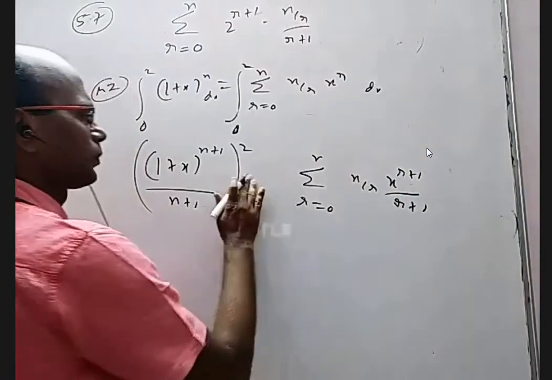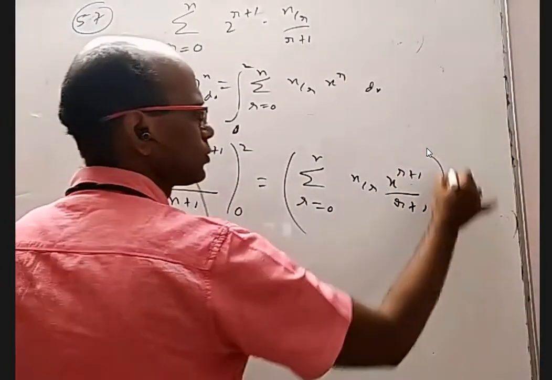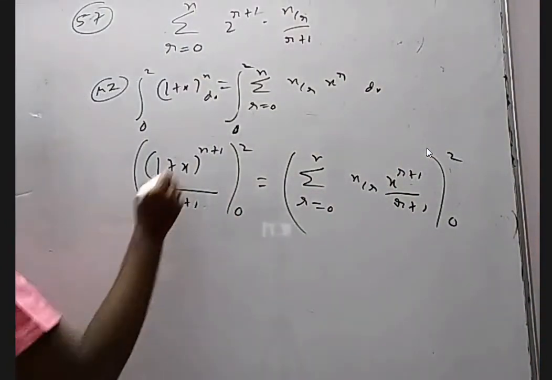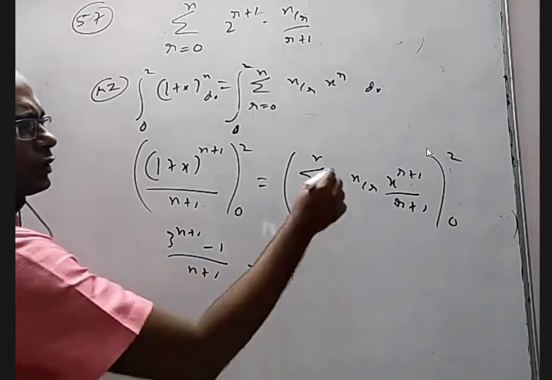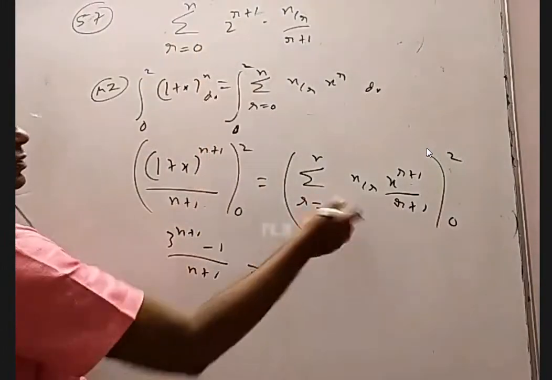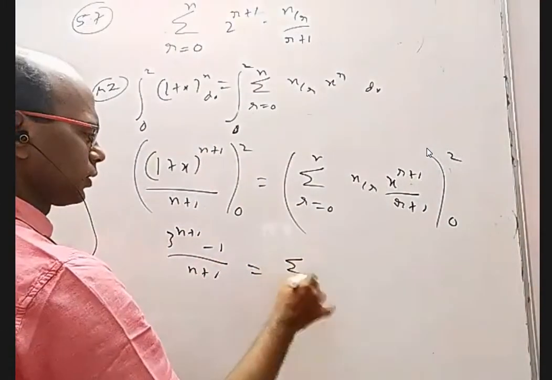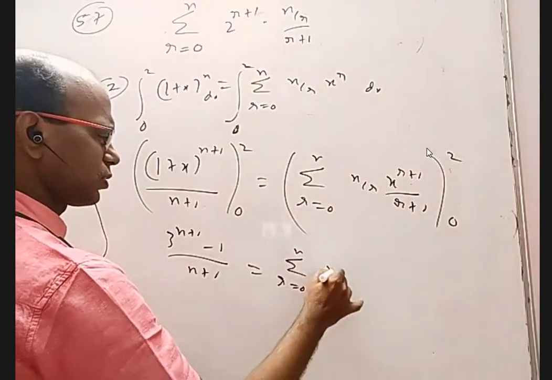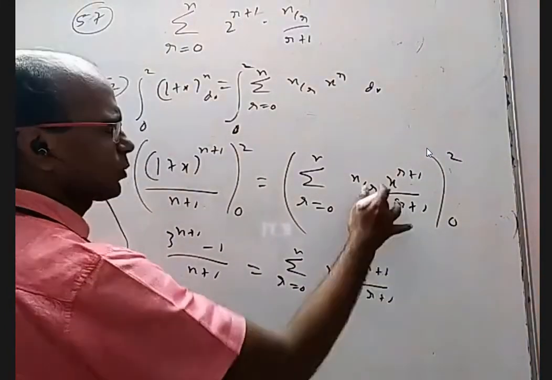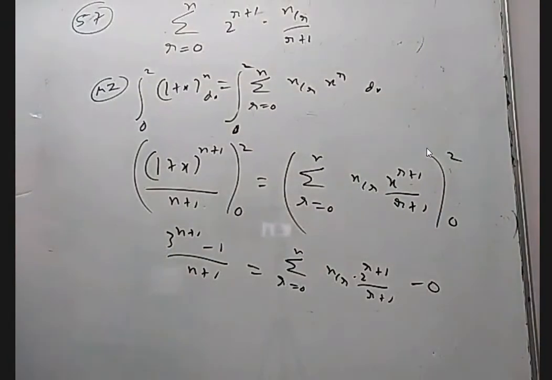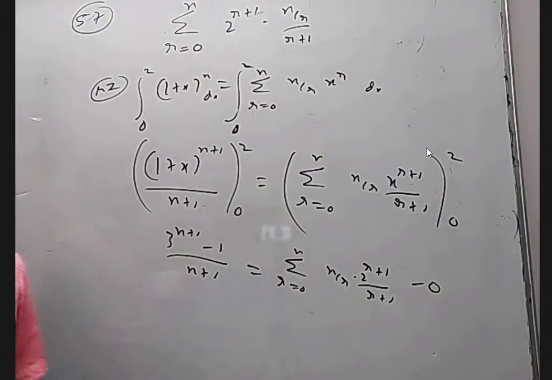So it is sigma r equal to 0 to n NCr x power r plus 1 by r plus 1, from 0 to 2. Okay, this is 3 power n plus 1 minus 1 by n plus 1. This is our question after all. When you put x equal to 2, it is sigma r equal to 0 to n NCr 2 power r plus 1 by r plus 1. When you put 0, it is 0. That's all. This is the question, this is the answer.